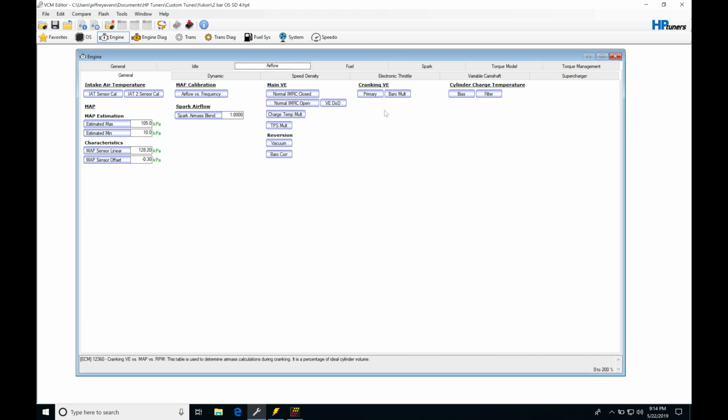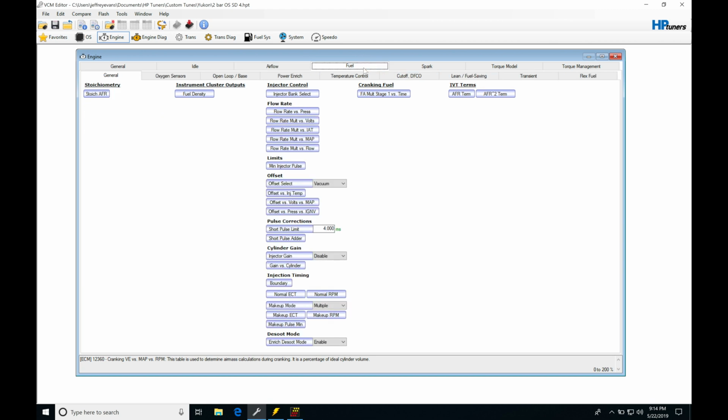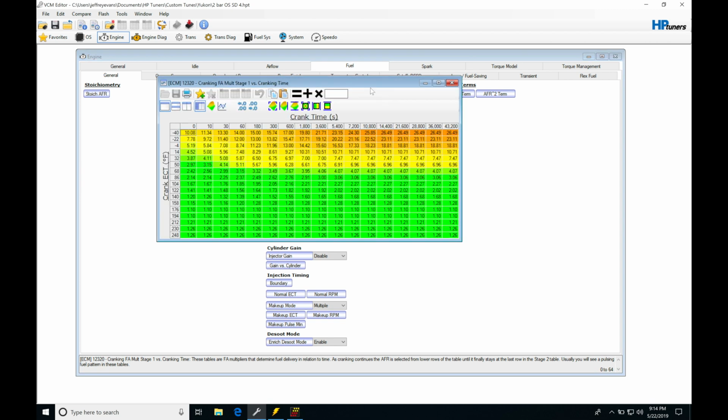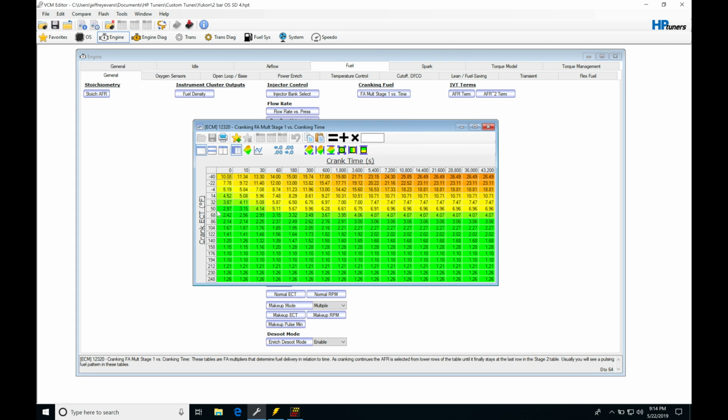Let's take a look at the desired air fuel portion of it. We have to move over to fuel here. We're going to go into general, then to cranking fuel. We see fuel air multiplier. We jump into this table, and it's based on our cranking engine coolant temperature, basically wherever our engine coolant temp is at, as well as our crank time, the amount of time we're actually cranking the engine.